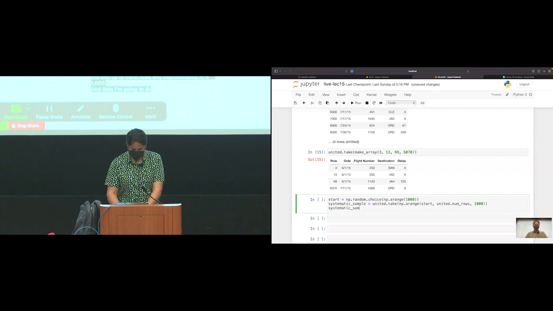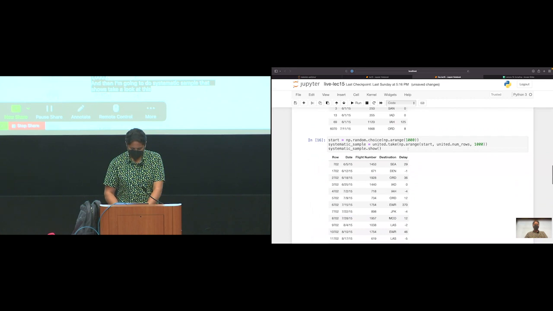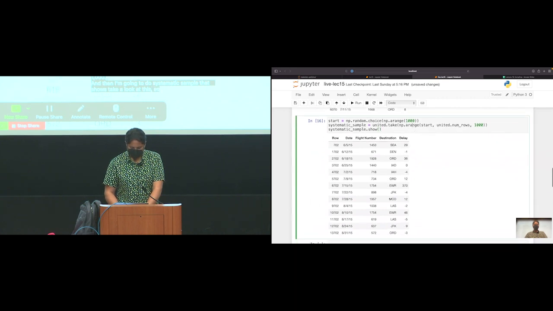Then systematic sample.show. So just take a look at this. I'll break this down into steps. Basically the first thing I did was pick a random number from 0 to 999. We ended up picking 702. Then take every 1,000th flight from that point onwards. So from 702, you go to 1,702, then 2,702, and so on.